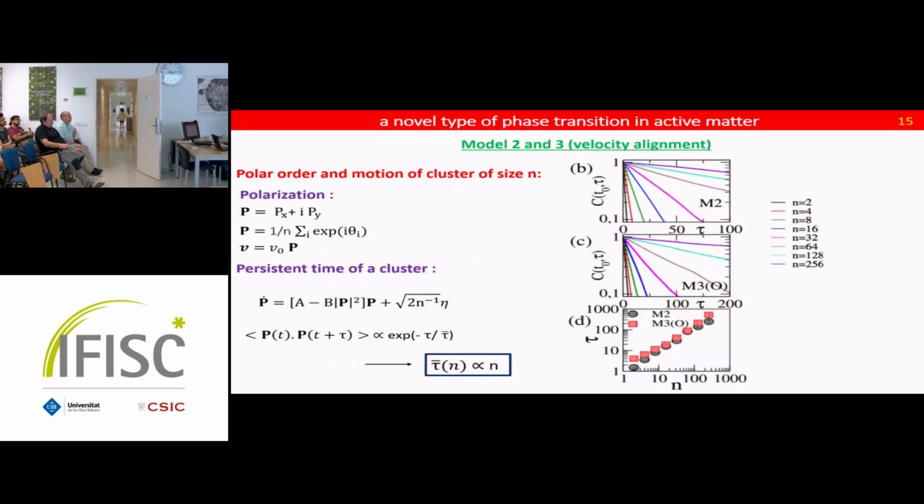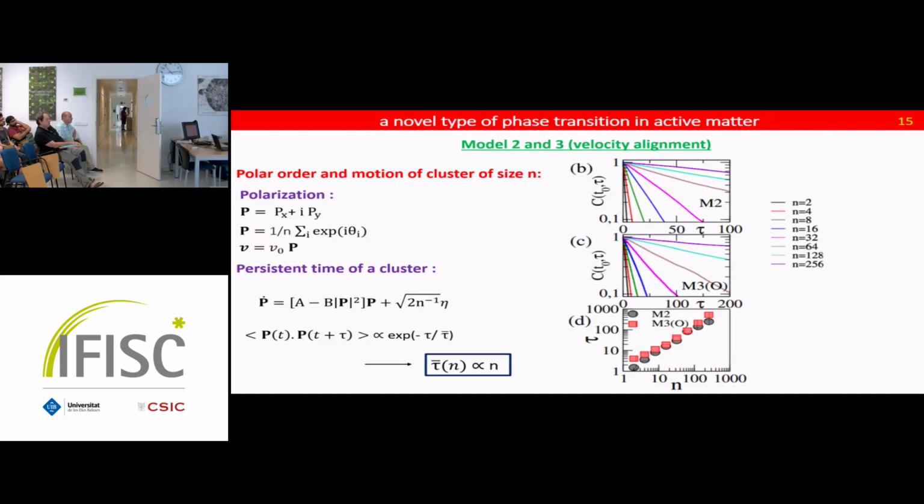Now to understand this behavior, how can we understand the persistent time or persistent length of the cluster? One can calculate the velocity autocorrelation function for clusters of different sizes. For model 2 and model 3, I'm writing the order side, because these two models are similar. They are polar ordered, because the velocity alignment interaction makes ordering emerge in the system. Now for different sizes of the cluster, 2, 4, 8 particles, up to 256 particles, the correlation time is increasing with the size of the cluster. Also for model 3, the correlation time is increasing with the size of the cluster.